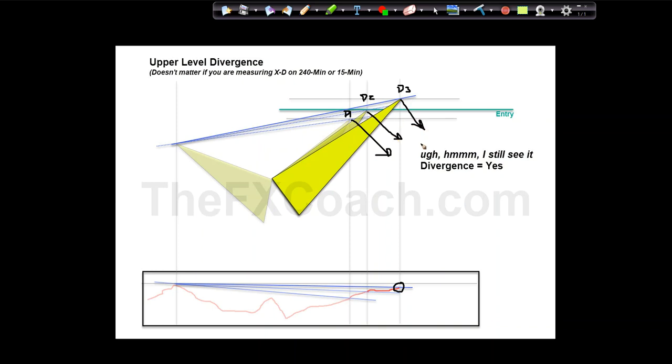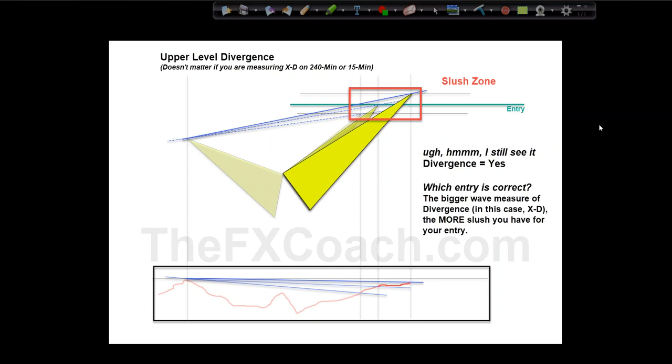This happens because you're on a 15-minute chart using upper level wave highs. You're measuring the wrong highs. And so it ends up when you have this kind of thing, when you're measuring D like this and it keeps repainting on you, what's happening there is you are just feeling the effect of the bigger slush zone of the 4-hour wave or the 1-hour wave. Because that's what you're measuring the highs from when you go from X to D.